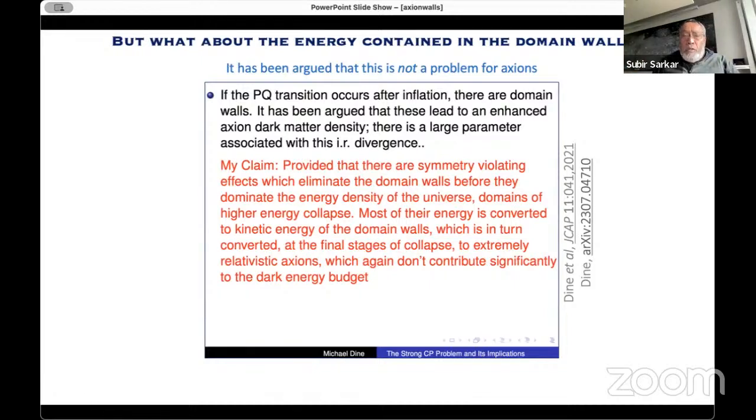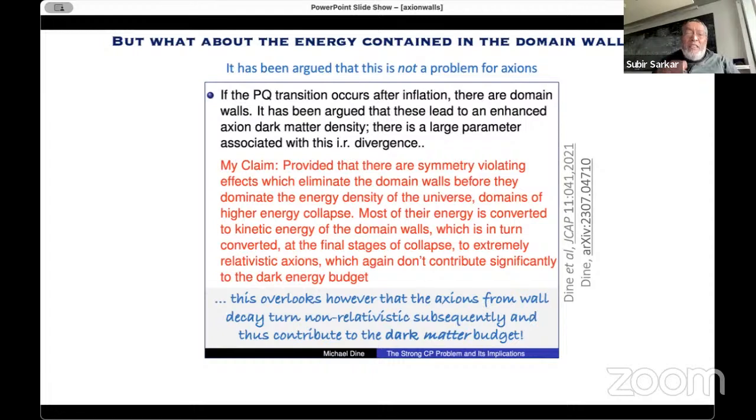However, Michael Dine, who has thought about this, thinks that this is not a problem. Okay, so this is from a talk that he gave at a meeting we had in the Galileo Institute in Florence last year. And he says, my claim is that provided there are symmetry violating effects that eliminate the domain walls before they dominate the energy density, these will collapse, and most of their energy is converted to kinetic energy of the walls, which in turn converted to extremely relativistic axions, which don't contribute significantly to the, I think he means, dark matter budget.